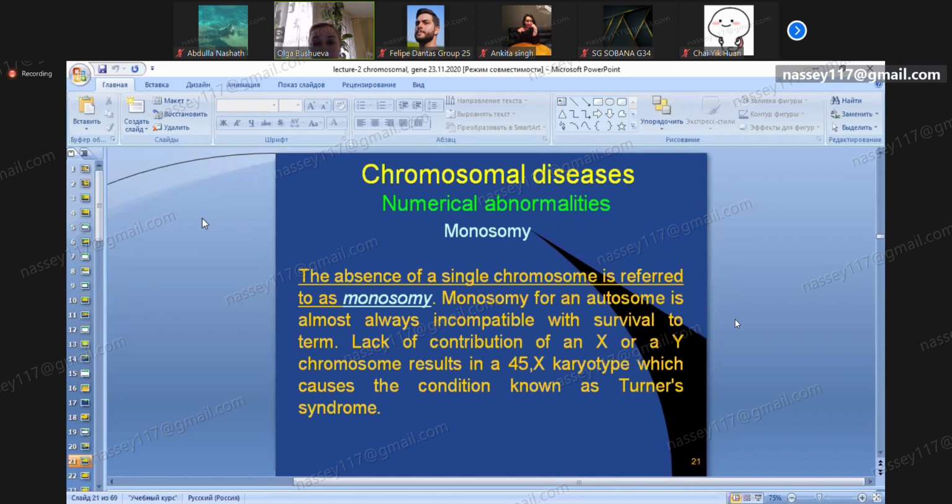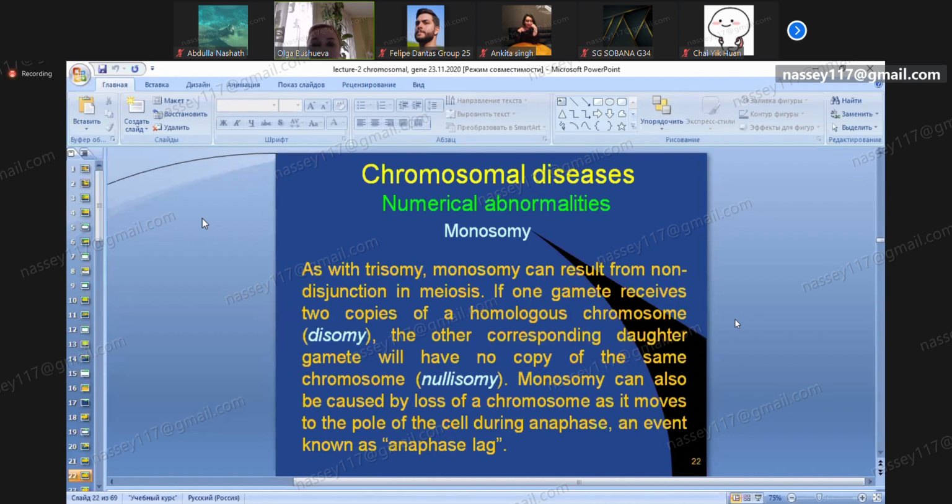The absence of a single chromosome is referred to as monosomy. Monosomy for an autosome is almost always incompatible with survival to term. Lack of contribution of an X or a Y chromosome results in a karyotype 45,X0, which causes the condition known as Turner's syndrome.